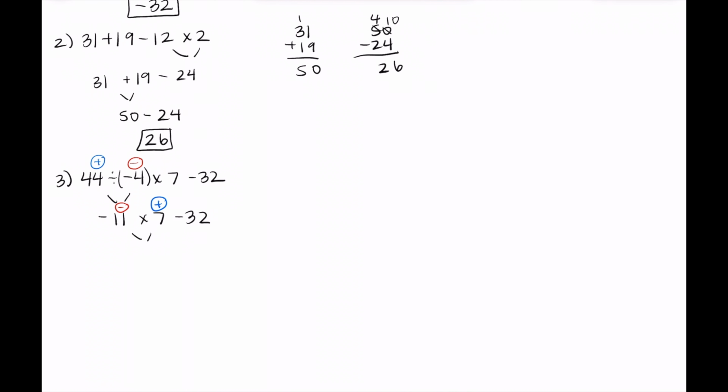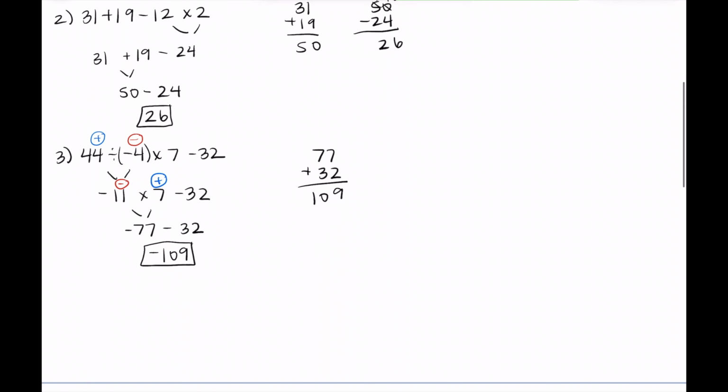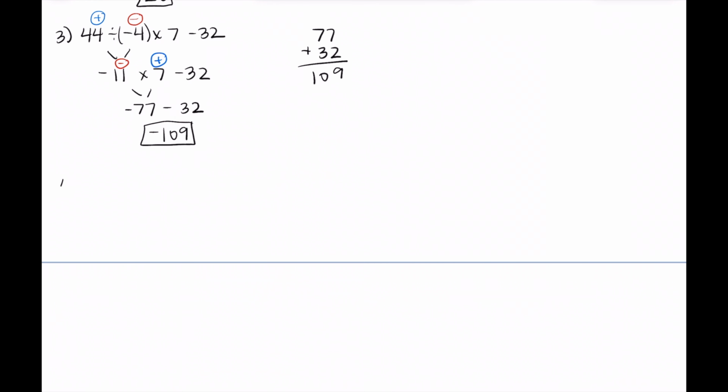Well, negative 11 is negative, right? Our 7 is positive. A negative times a positive gives us a negative answer, so we know that 11 times 7 is 77, but here it's negative, so it would be negative 77. Now we have negative 77 minus 32. Our answer is going to get more negative, right? So on this side here, we'll do 77 plus 32. When we do that, we get 109. And we know that this 109 will be negative, right? Because we were at negative 77. Subtracting by 32 takes us further to the left. So our answer is more negative. So the answer for number 3 would be negative 109.